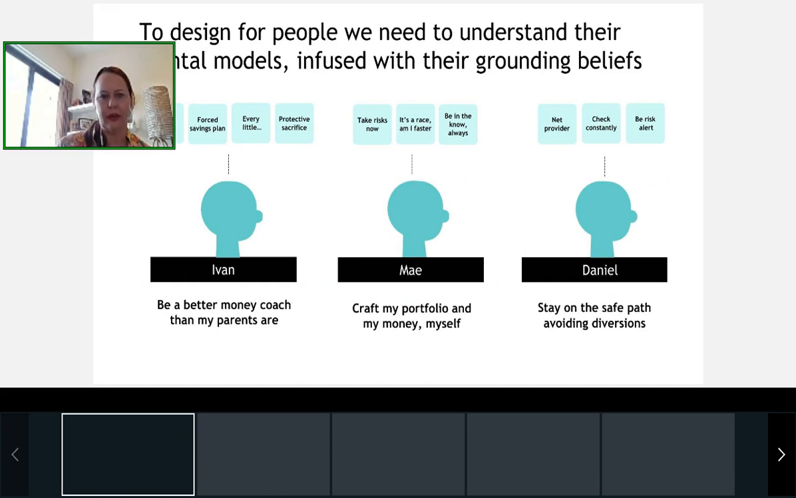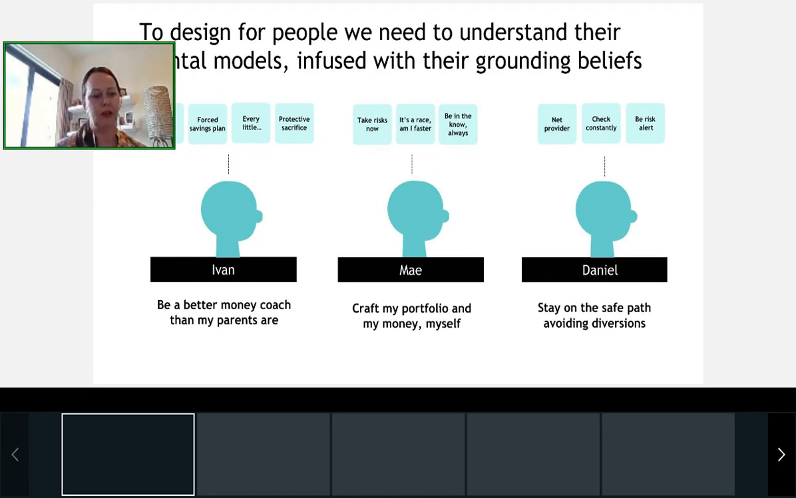So, in that regard, we do a lot of work to understand the grounding beliefs and the context in which different people are operating. As an example, we have here 3 different mindsets or 3 different thinking styles. Let's just call persona 1 Ivan, persona 2 May, and persona 3 Daniel. All of these people are potentially consumers, potentially in Singapore or in another country, and they're all striving towards progress in their personal finances. But the way that they're doing that is very different because of the grounding beliefs that they have, because of their context.